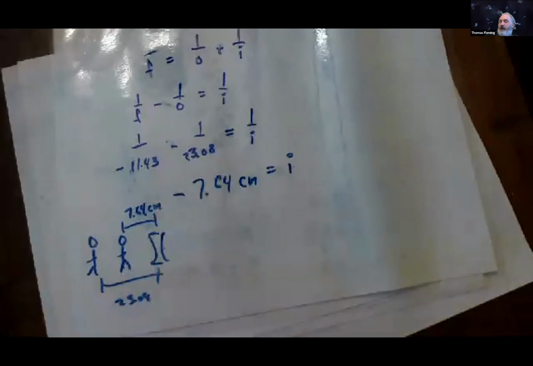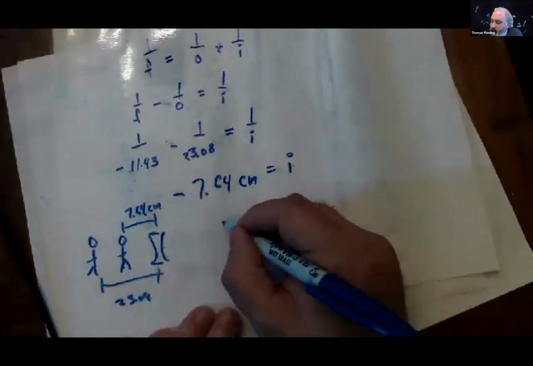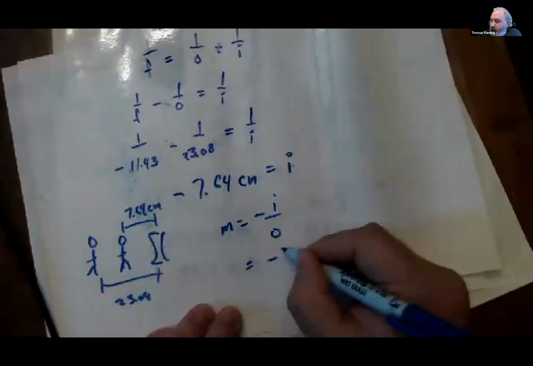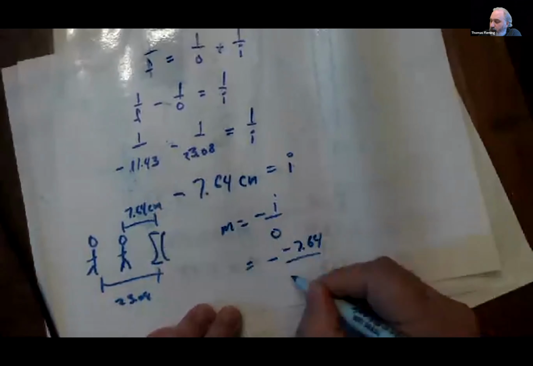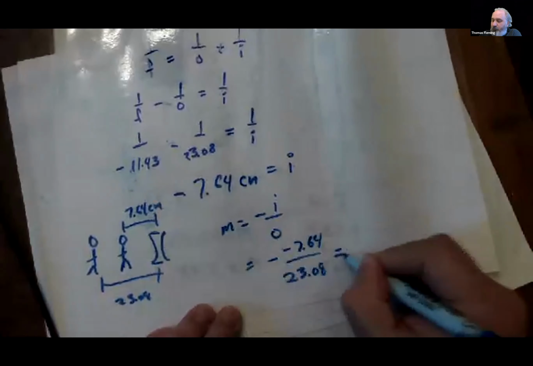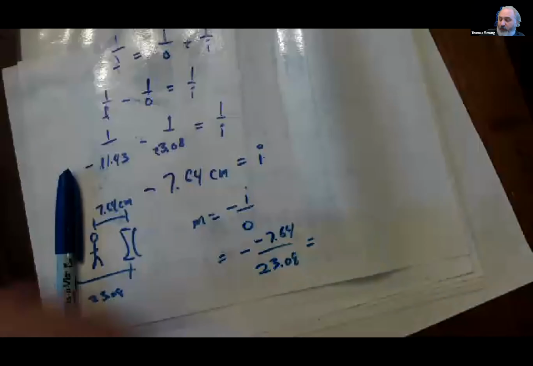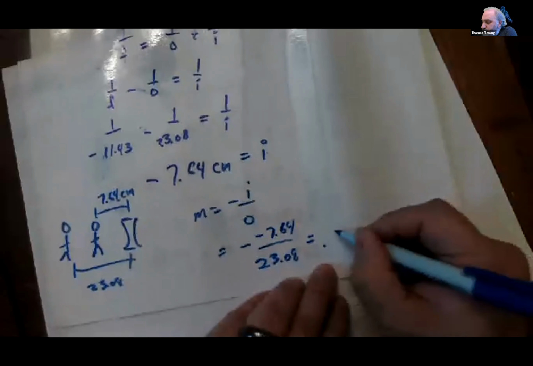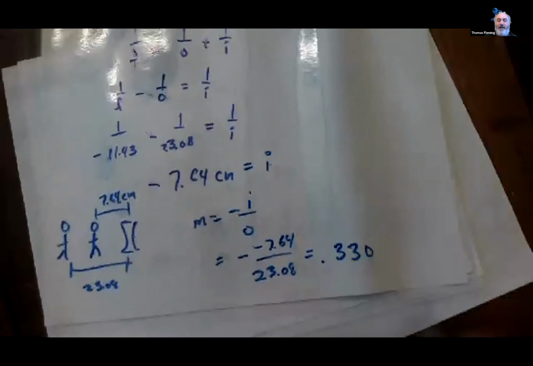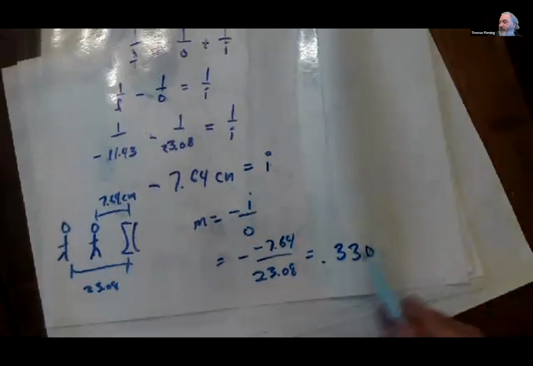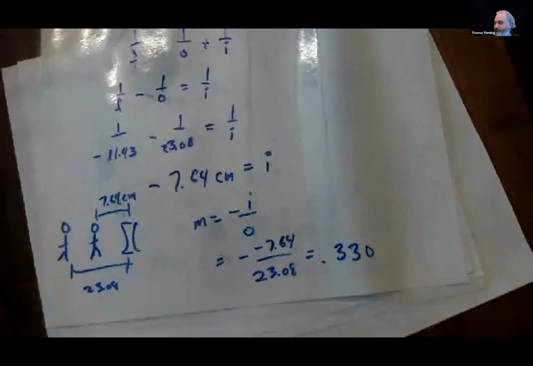And what's the magnification of my dude? Well, magnification is negative I over O. So negative negative 7.64 over 23.08. So my dude is 7.64 divided by 23.08, positive 0.330 is my magnification. So my image is upright because it's positive, and it's about 1/3 the regular size. So far, so good? Yes.